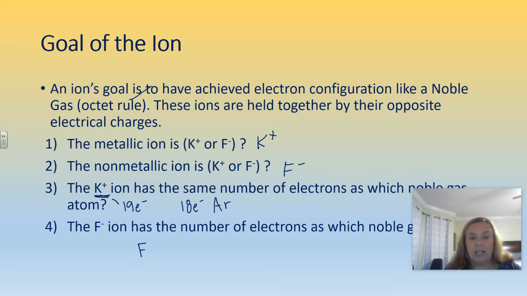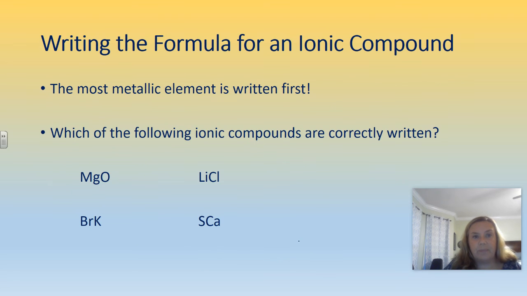And then the F minus ion has the same number of electrons as which noble gas? Well, typically an F has 9 electrons. And if it becomes F minus, it now has 10 electrons. And 10 electrons is also the same as neon. So again, those are isoelectronic. Remember that term from earlier that we've talked about a lot, isoelectronic: when an ion has the same electron configuration as a noble gas.